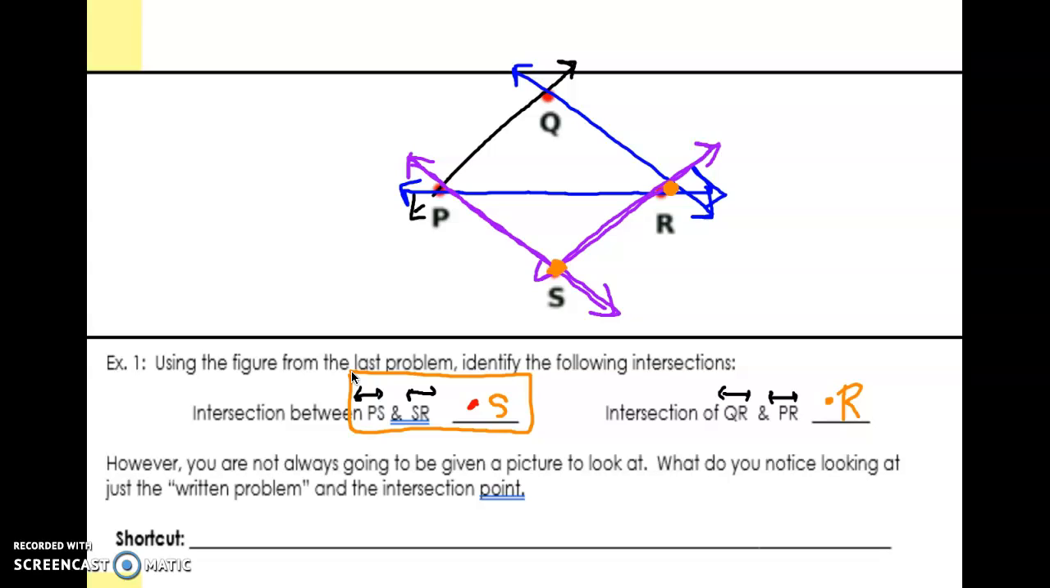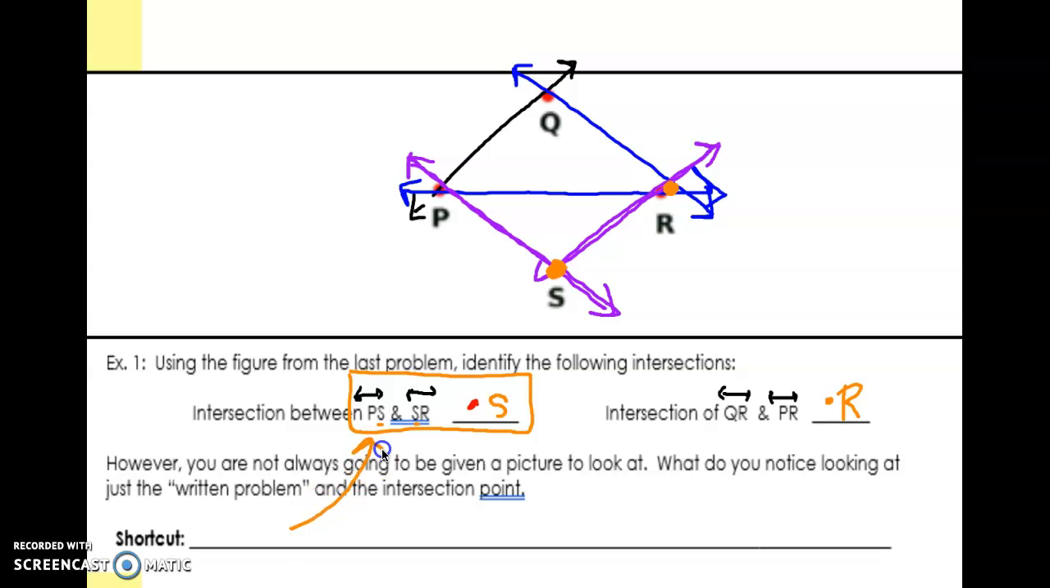So hopefully you might have come up with the idea that both of our lines have the label S in it. So that is the point that is used twice. It is part of both of the lines. So again, if I look at that purple example above, PS, here's my S down here, and RS, they both cover that spot S. So for my answer and for my shortcut, if you do not see a picture, you should be able to identify that it is the repeated letter.